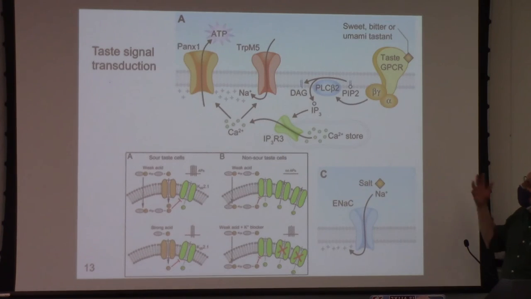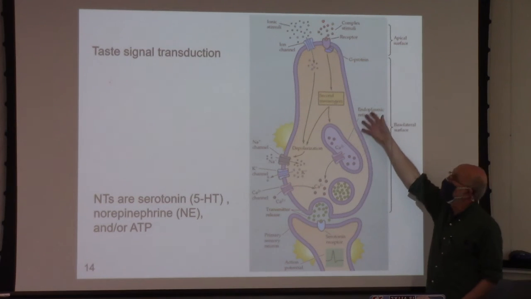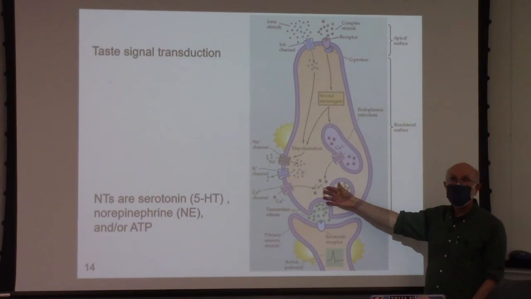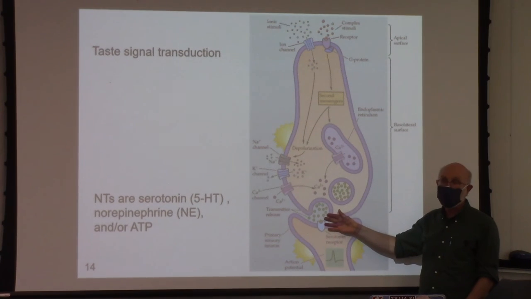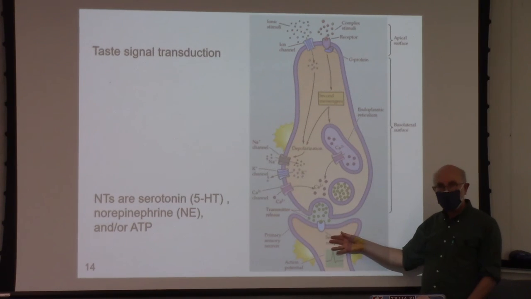So I do want you to know the different mechanisms, and I do want you to know that the receptors are causing cytoplasmic calcium to increase, causing an excitatory neurotransmitter release, excitatory receptors, depolarization, action potentials.